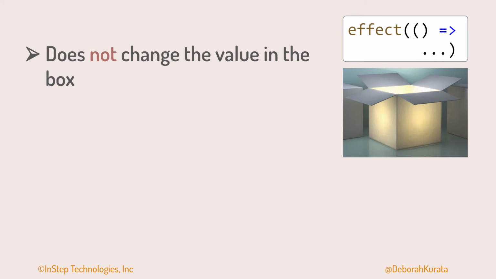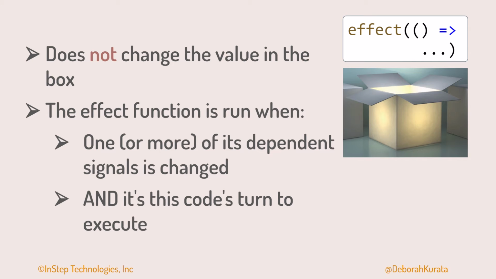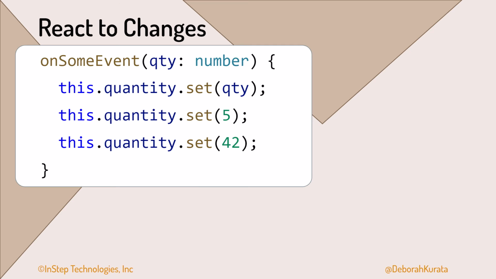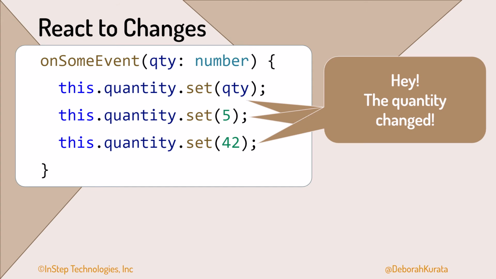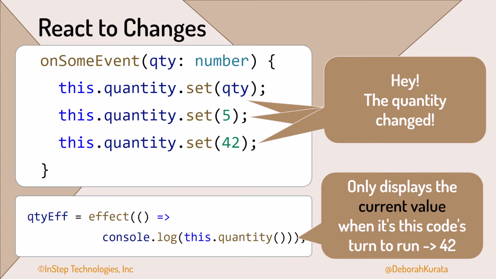Calling an effect should not change the value in the box. The effect is run when one or more of its dependent signals is changed, and it's this code's turn to execute. Again, it's important to note that signals don't emit values. So if the signal is changed multiple times before an effect's code can be executed, the effect will only read the current value. The log will only display 42 in the console. We'll see this in action in the upcoming demo.